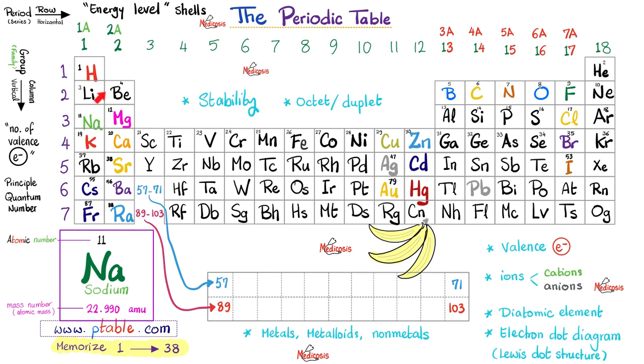Recall that metals tend to be on the left side of the periodic table and they tend to lose electrons to achieve the octet. Conversely, nonmetals tend to be on the right side of the periodic table and they tend to gain electrons to achieve the octet. If you lose electrons, you become a positive ion, but if you gain electrons, you become a negative ion.